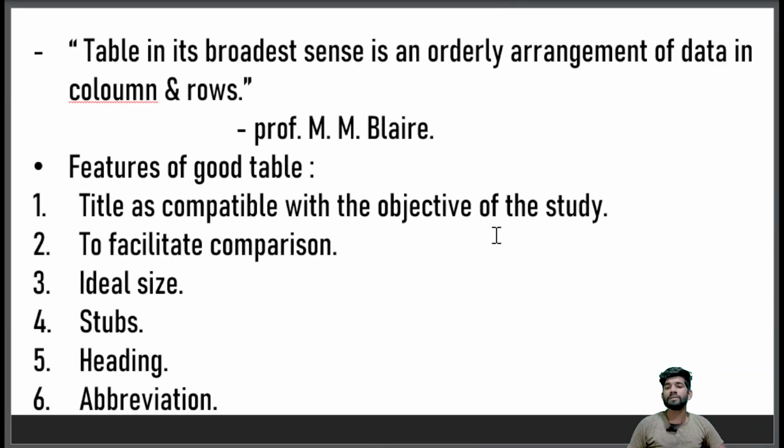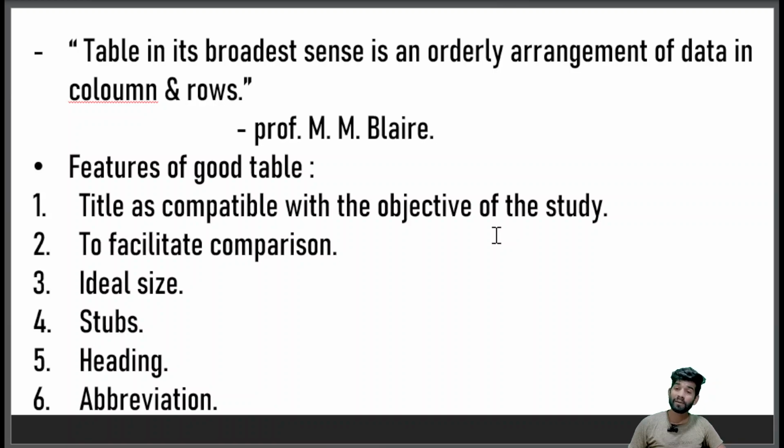Okay, a table in its broadest sense is an orderly arrangement of data in columns and rows. This definition is given by Professor M. Blair. The next point is the features of a good table. You are going to make the table to represent our statistical data or present our research in a proper way.